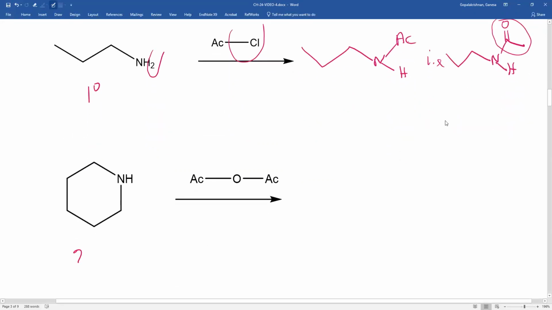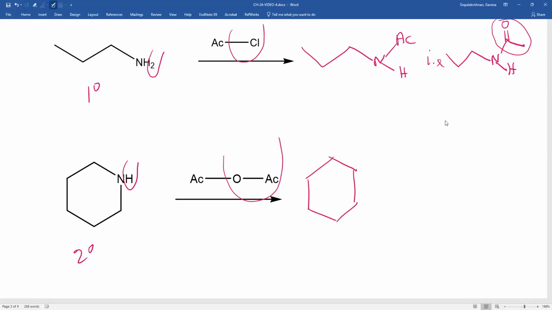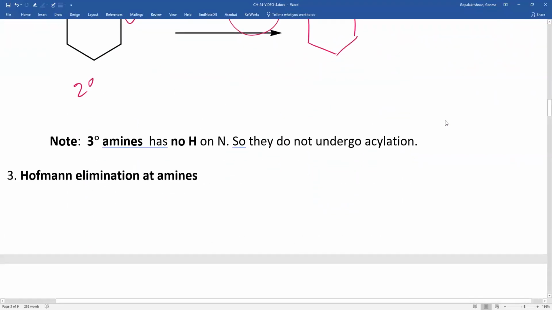If you react the secondary amine with one of the two, the hydrogen goes away, and then it takes the Ac group. The acyl group replaces a hydrogen. So these reactions are called the acylation reactions. A tertiary amine contains no hydrogen, so it will not undergo acylation.